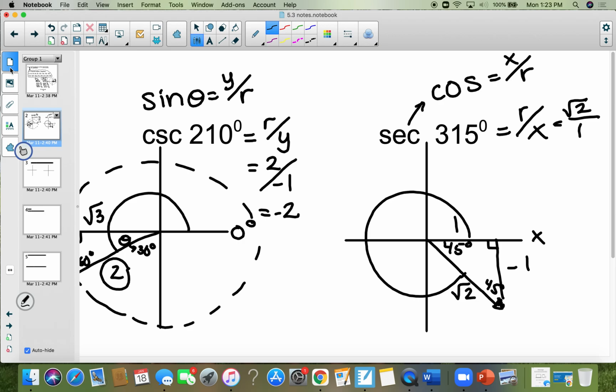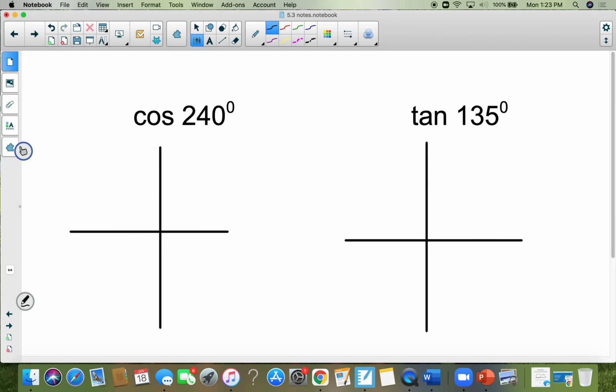Okay, all we're doing is this. I'm going to write down the steps. The steps. Number 1, draw a picture. Number 2, label your triangle.